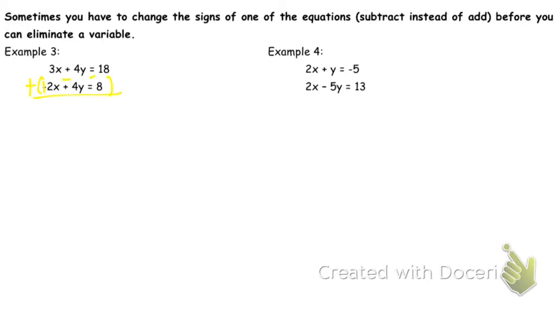So now, what's 3x plus 2x? Because now it's positive. 5x. What's 4y plus a negative 4y? 0. Do we have to write it? No. Okay. 18 plus negative 8. 10. So now we have this equation, 5x equals 10. That's easy. Okay? Aiden, what do you think, buddy? Divide by 5. x equals 2.